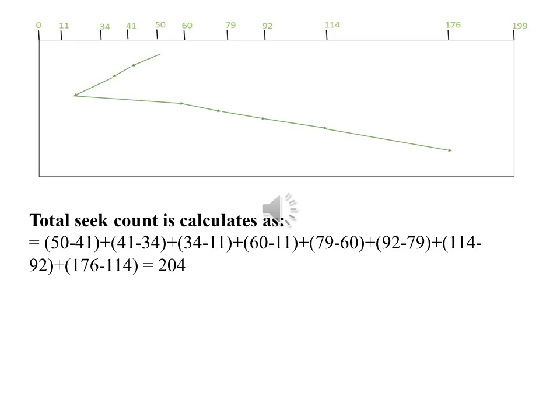So this is the complete movement of the head from the initial position 50 to the last position 176. In this way, we can calculate the total seek count by finding each displacement and then adding all the displacements. So the complete is 204. In the initial, what was the number? The initial number was 510.